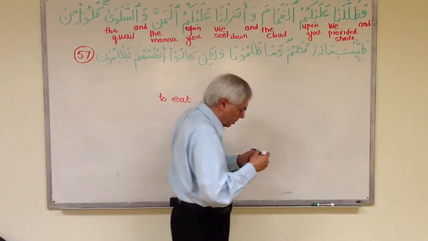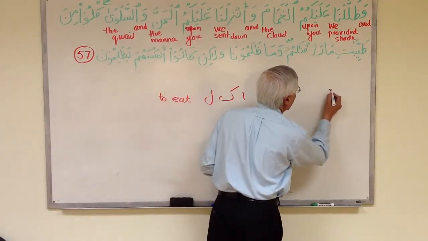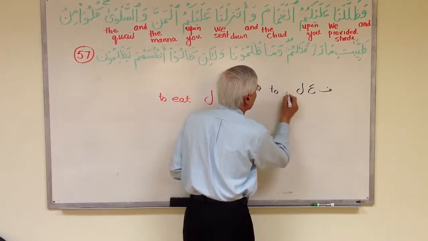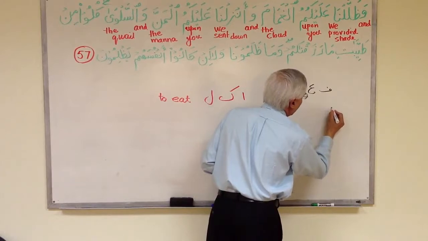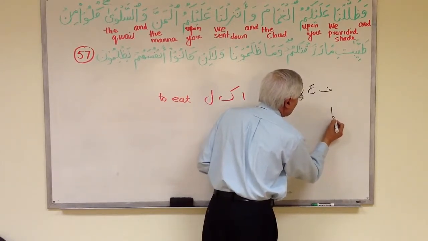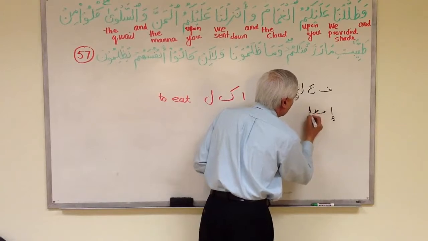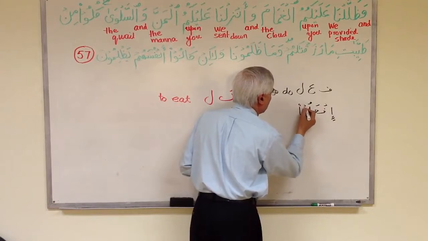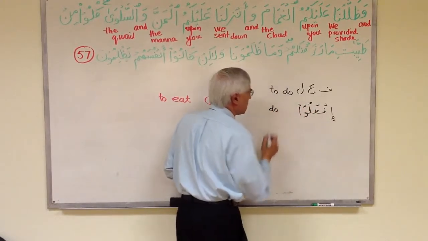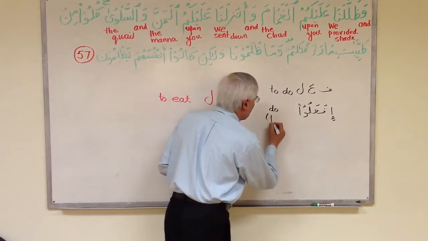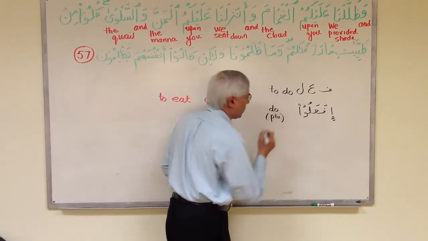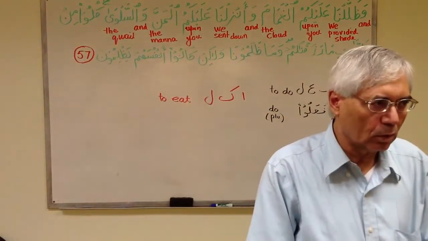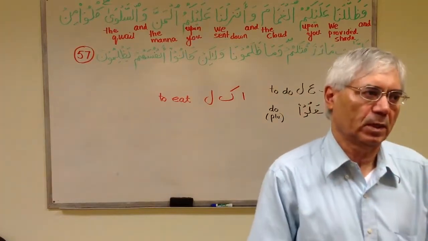Okay. Now, how is this created? If we look at our grammar, if we have these three letters fa, ayn and lam, this means to do. Then what we do is put an alif with a kasra: if'alu. If'alu means telling someone to do something, and this is plural. If all these people are sitting here and I say if'alu, it means I'm telling all of them to do something.